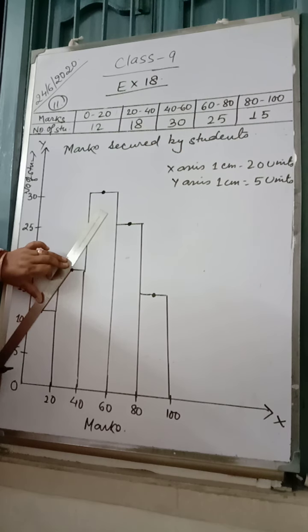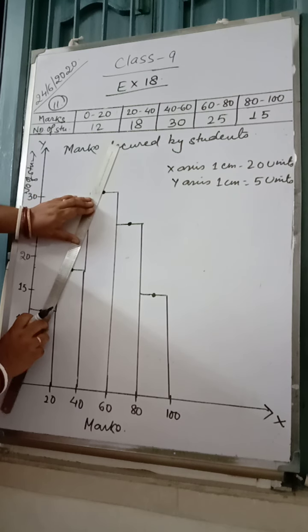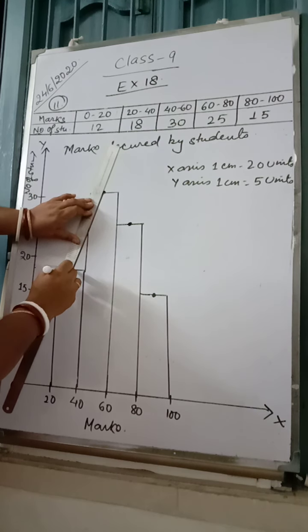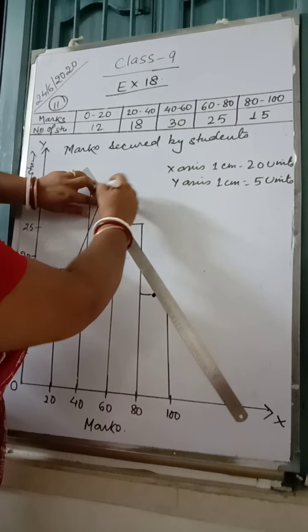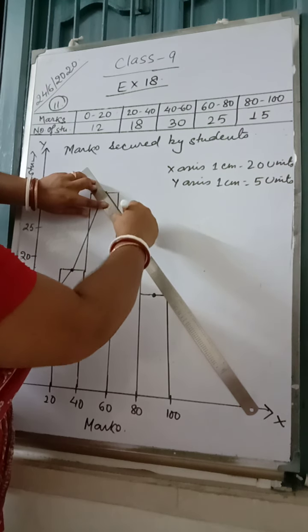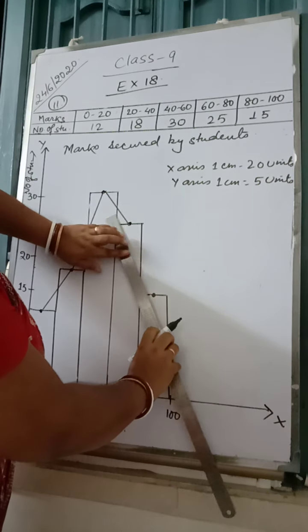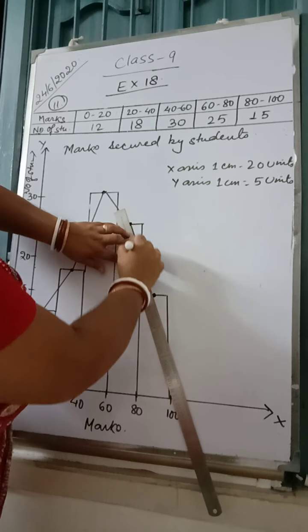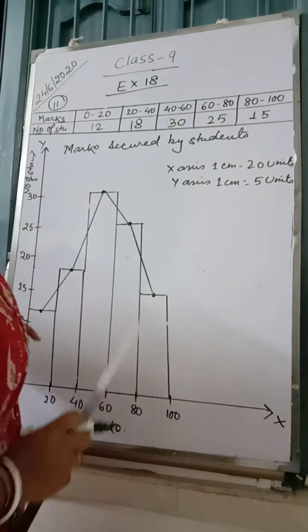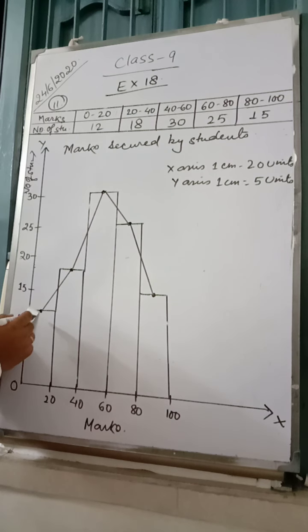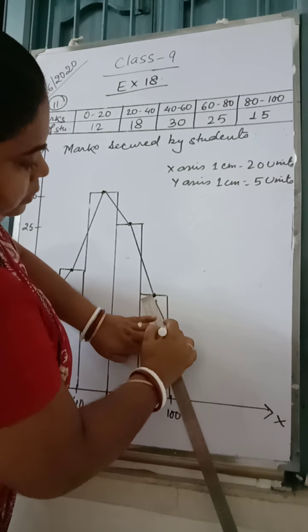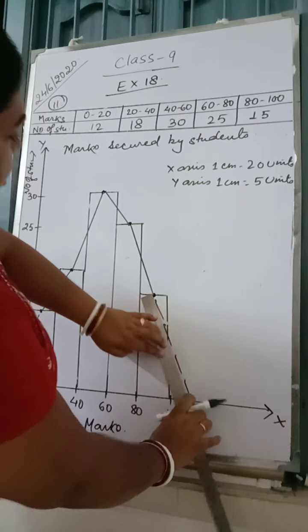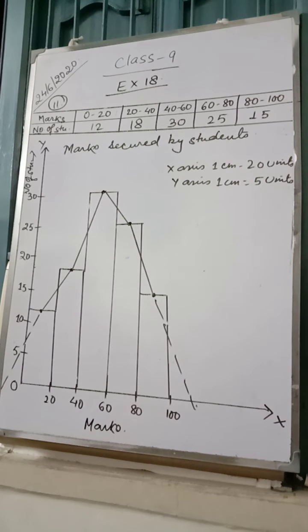You see, I have taken the midpoints and I am joining them with the scale. Not all together, one after another. With the first join the second, then again with the second join the third. Then finally, when you get the final point, on this side you can make a dotted line to reach the origin, and this side also you can draw a dotted line to reach the origin. This is known as the frequency polygon.